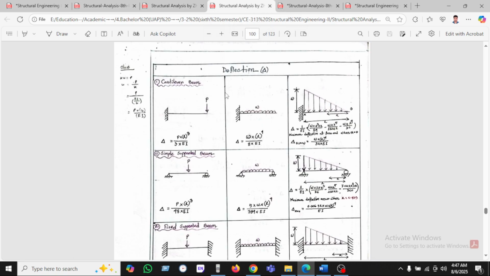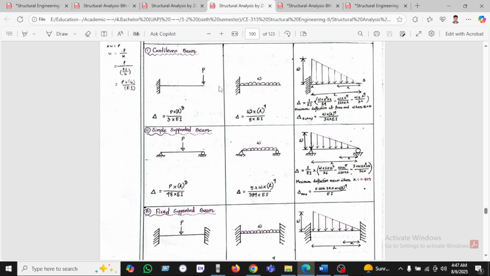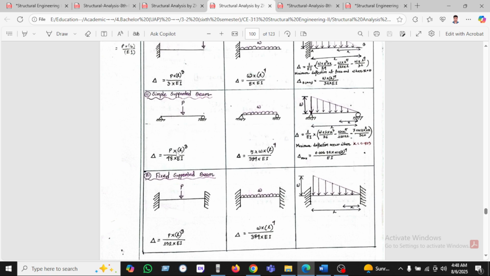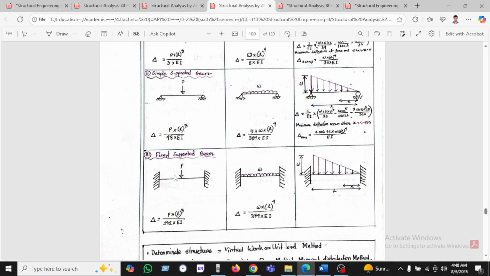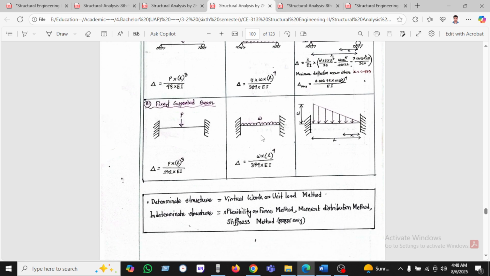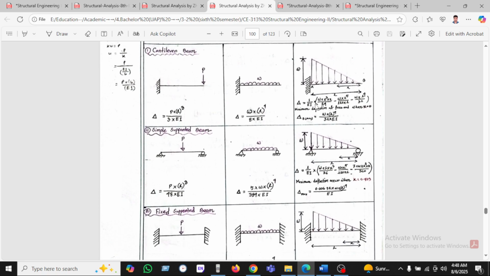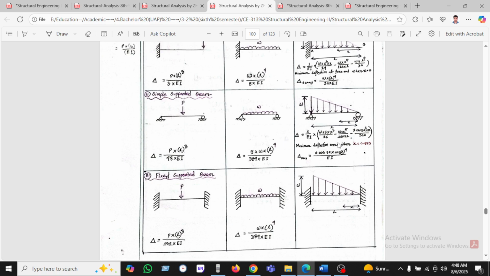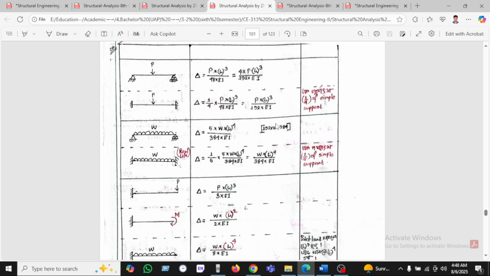Okay, so let's see. First of all, I'm just reading some deflection formulas. For a cantilever beam with a point load, it is PL cubed by 3EI; for a UDL load, it is WL to the power 4 by 8EI. For a simply supported beam, it is PL cubed by 48EI, and for UDL, 5WL to the power 4 by 384EI. For a fixed support, it is PL cubed by 192EI, and for fixed support with UDL, WL to the power 4 by 384EI. For the cantilever beam, another formula is given for variable load.